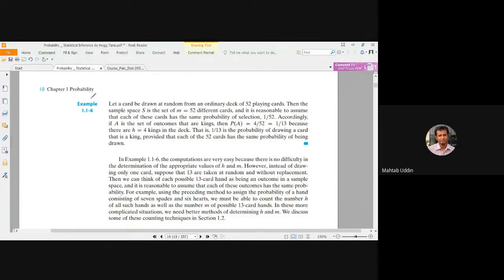Example 6 here. I did not keep this as an example, but I should have. I want to talk to you about cards. The last topic for today, the playing cards. Can you tell me how many cards? Sir, 52. 52 cards. But how many categories? 4 categories.